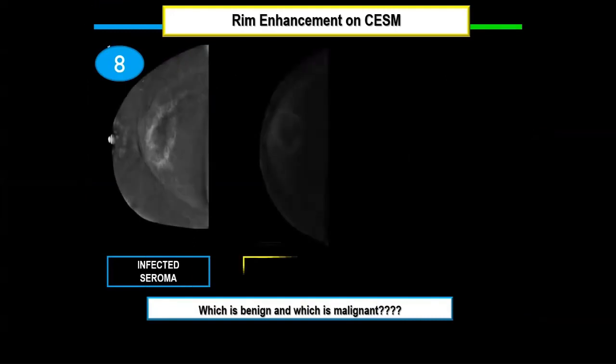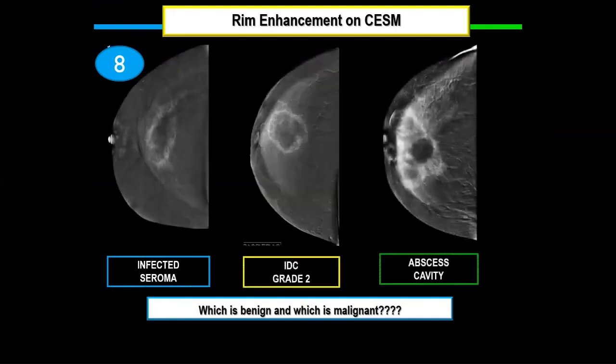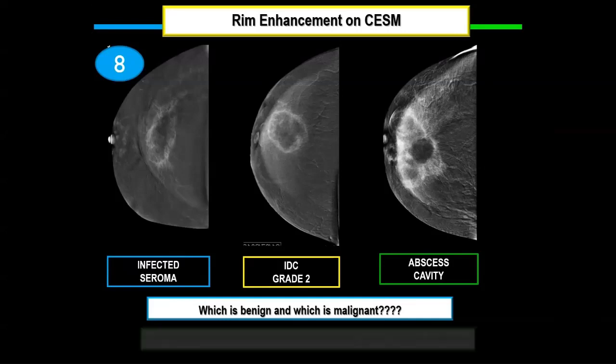Number 8, we had 3 cases with rim enhancement. The first case was an infected operative bed seroma. The second case was an invasive duct carcinoma grade 2. And the third case was an abscess cavity. And I think based on the contrast mammography alone, we can never differentiate between the 3 cases.